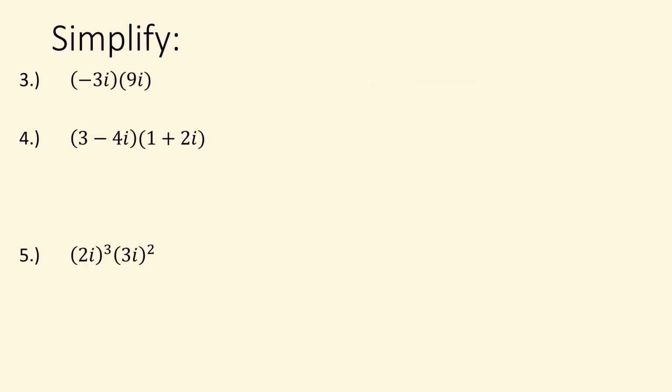Number 3, okay, here we have the product of two complex numbers. So negative 3i times 9i. Negative 3 times 9, we can combine and we get negative 27. i times i is i squared. So at this point, we have negative 27 times i squared. Now, remember, anytime we have an i with an exponent, we can simplify it. And i squared is simply a negative 1. Okay, so this is really negative 27 times negative 1, which makes this whole answer just positive 27.